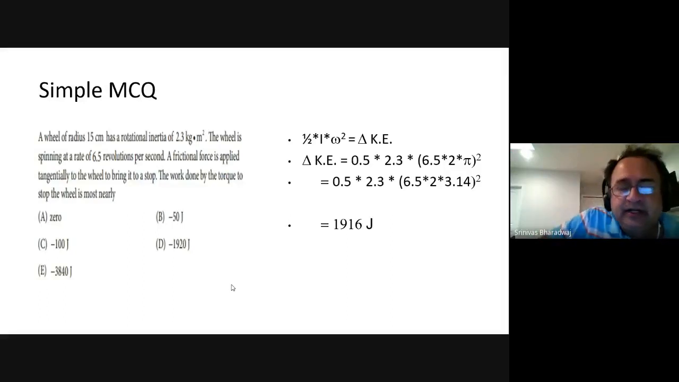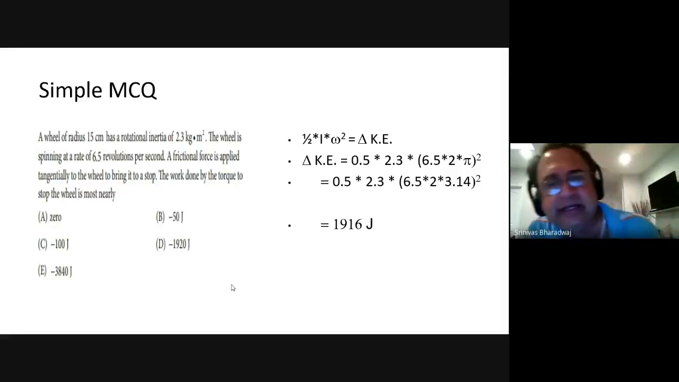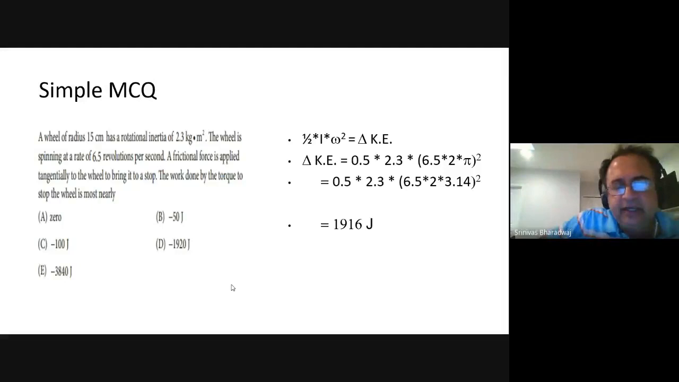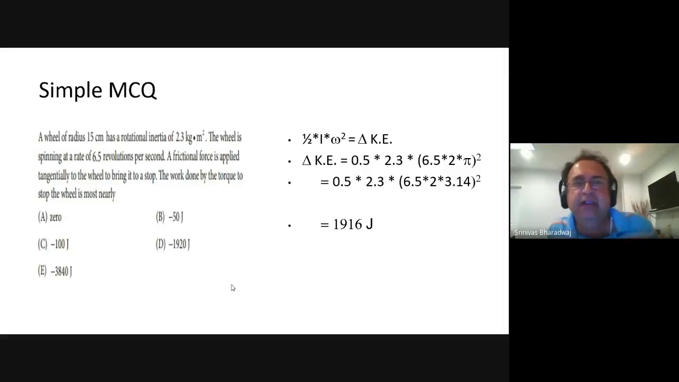So I times d omega by dt can be written as d omega by d theta times d theta by dt. You all know that d theta by dt is again omega. So I omega d omega equals tau d theta. Okay, so the integral of I omega d omega will give you half I omega square, that is equal to the integral of tau d theta, which is the change in the kinetic energy. The work leads to a change in the kinetic energy, the work energy theorem, right? So that's the idea behind half I omega square equals delta KE.